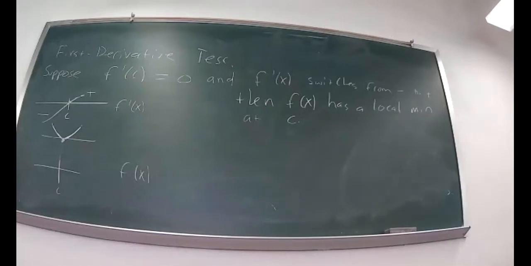So what happens is we need a way to take a critical point and test whether it's a local minimum or a local maximum or neither. And what we're coming to is this idea that if the derivative is switching from negative to positive, then you're going to be a local minimum. And if the derivative is switching from positive to negative, you'll end up being a local maximum. And if it's doing neither of those things, you just won't be a local extremum.